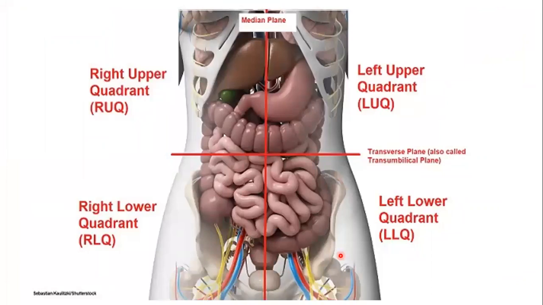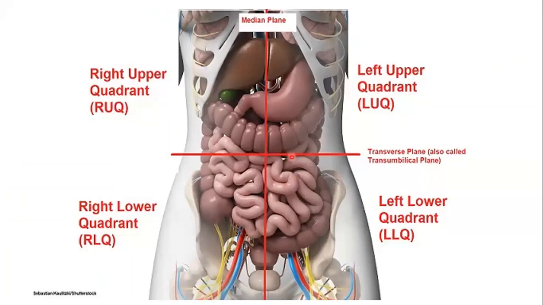Now let's name the different A, B, C, and D quadrants, right? The A quadrant is called the right upper quadrant. Obviously, these are the upper quadrants. On the right side, the upper quadrant is called the right upper quadrant. Similarly, this is the left upper quadrant, and the quadrants below the horizontal line are the lower quadrants, the inferior quadrants, right? On the right side, the lower quadrant is called the right lower quadrant, and obviously this is the left lower quadrant, right?